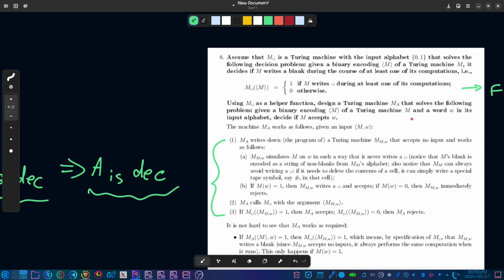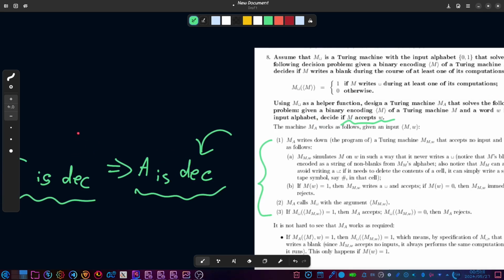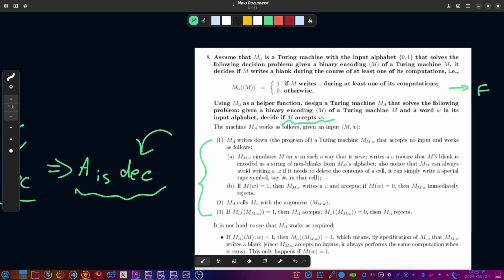So in this case, we're being told that acceptance is undecidable. We've already been told that, so that's what goes here. We're trying to prove that this language F is undecidable, so that goes there. And this is the thing we assume is decidable. Fairly straightforward.